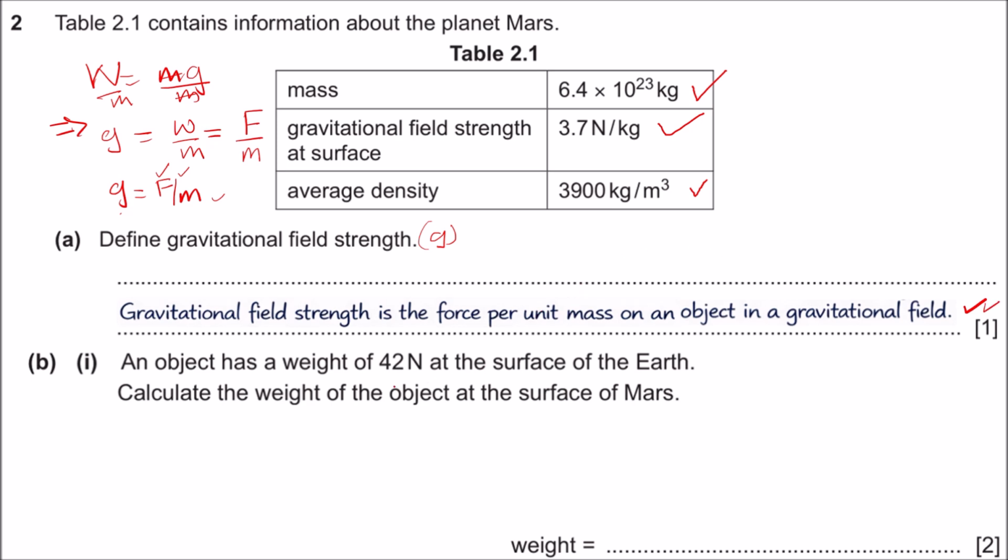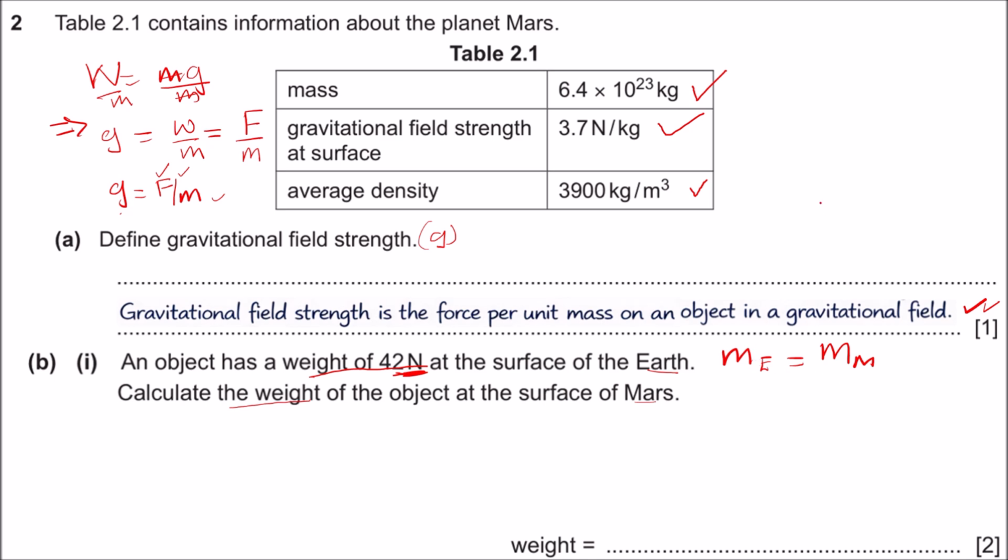B, item 1. An object has a weight of 42 newtons at the surface of the Earth. Calculate the weight of the object at the surface of Mars. Now, this question required students to recall that mass does not change from place to place. Mass is constant irrespective of places. So the mass on Earth is equal to the mass on the surface of Mars. So we needed to use the data provided for the surface of Earth to find the mass on Earth. Once we find the mass on Earth, we use that mass to find the weight on Mars.